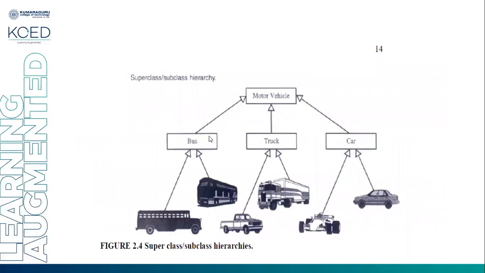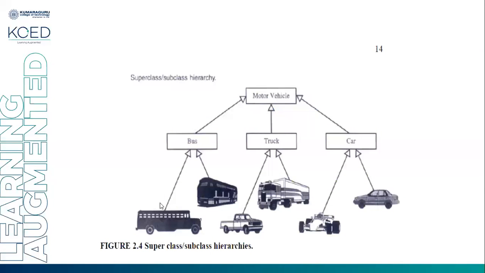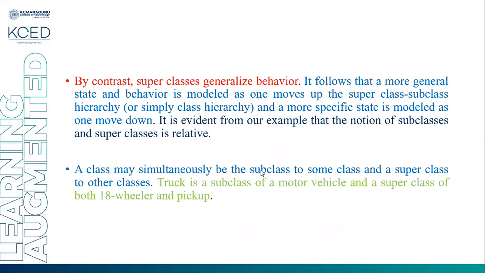For example, when you move down in the hierarchy, we have motor vehicle and bus, and bus has specific types of buses. So when you move down in the hierarchy, you have more specific classes. When you move up in the hierarchy, you have more general classes. Why do we say it is more specific? The subclasses of the bus class add the attributes and methods specific to that class. That's why they are more specific when you move down in the hierarchy.